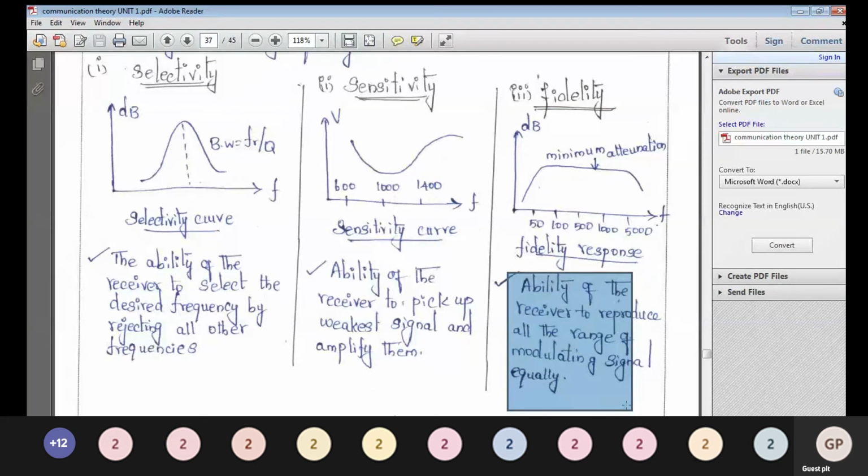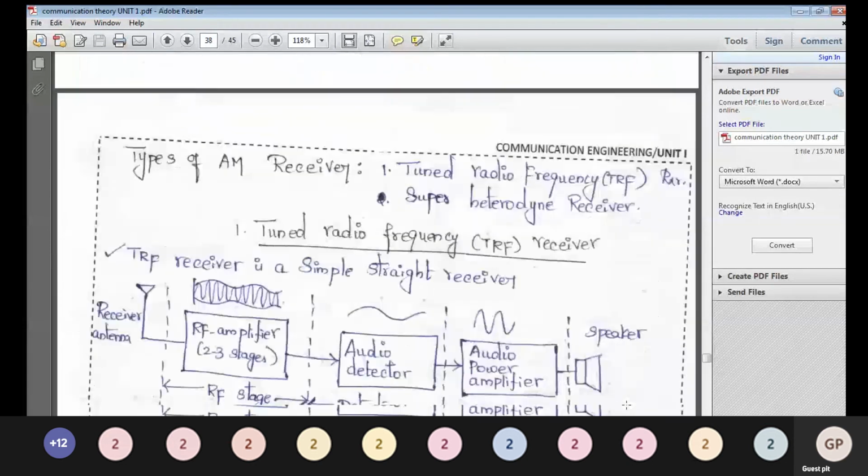Actually, we are using some range of frequencies, for example from 10 megahertz to 10.3 megahertz. So the range is there from 10 megahertz to 10.3 megahertz. Fidelity is nothing but the receiver's ability to reproduce all the frequency ranges equally. Equally means it should reproduce the entire frequency range from 10 megahertz to 10.3 megahertz in equal amount. That is called fidelity. These three are important characteristics.